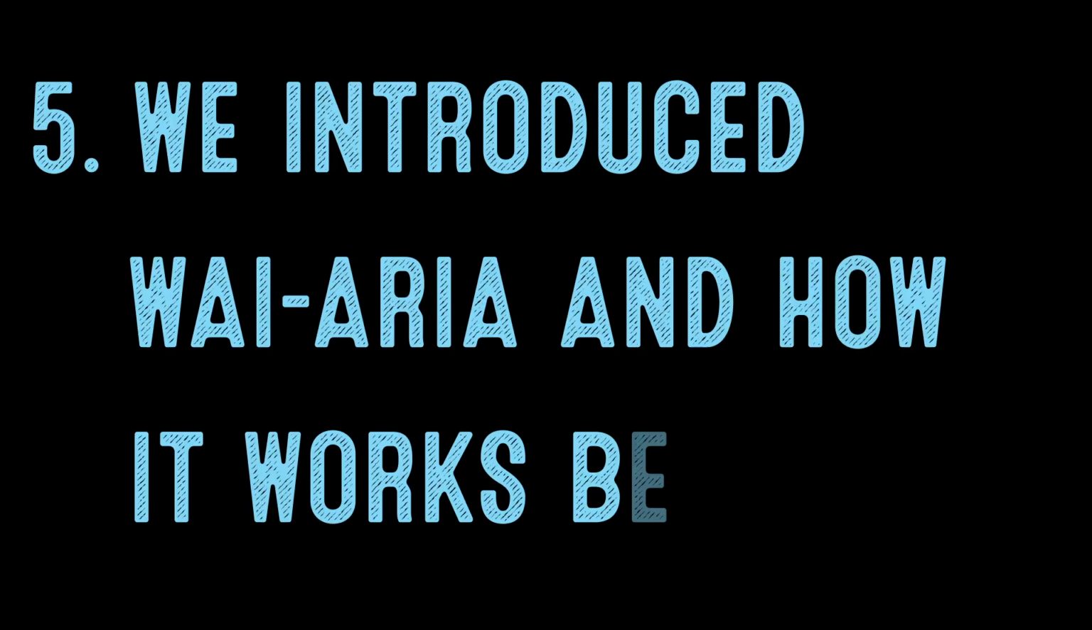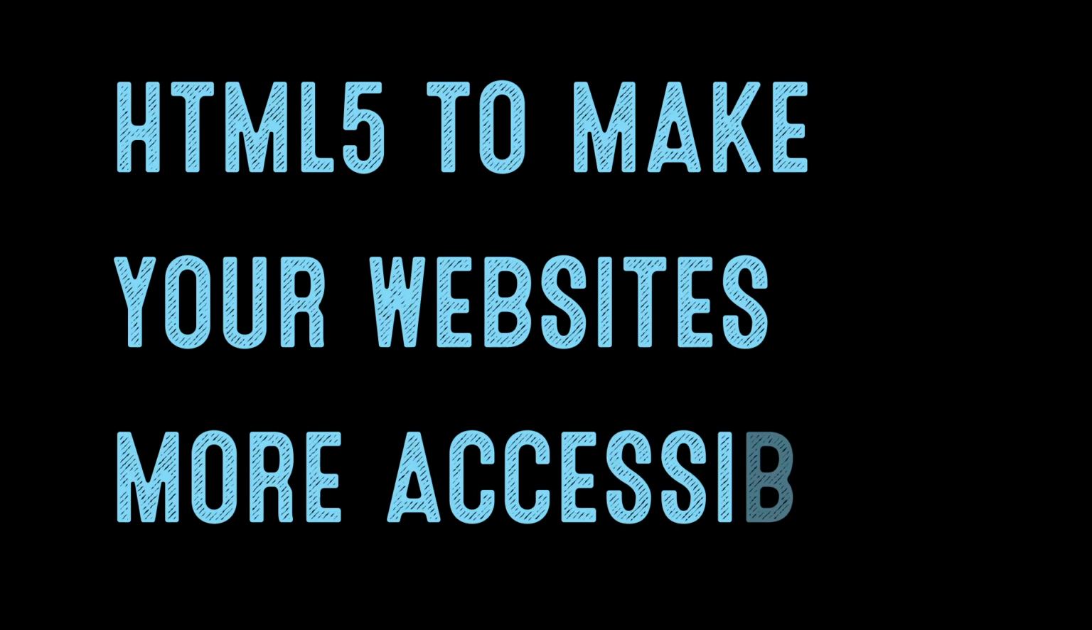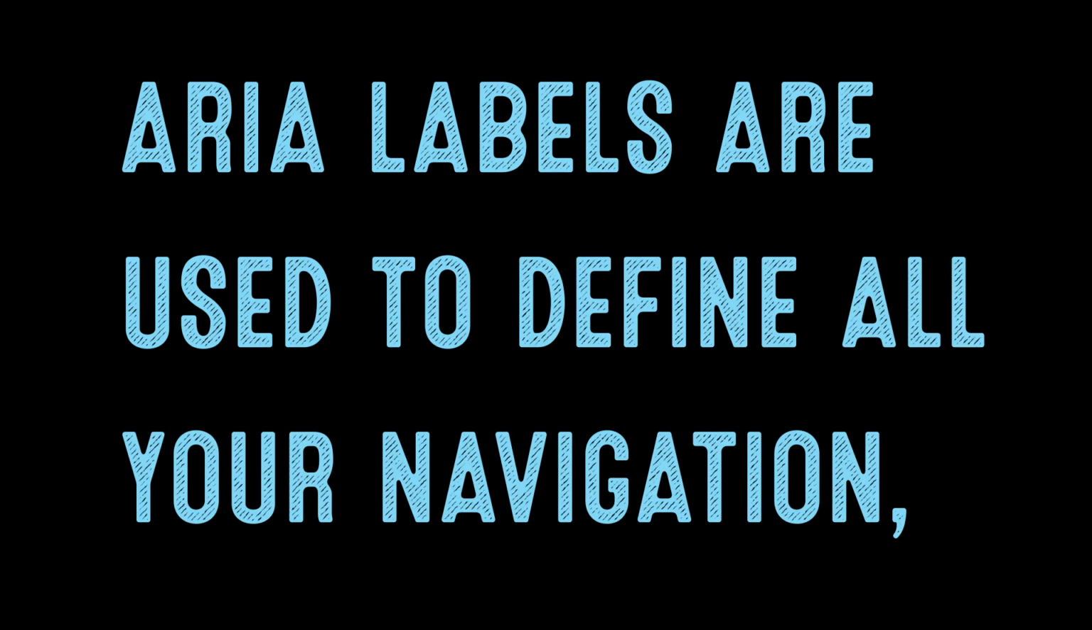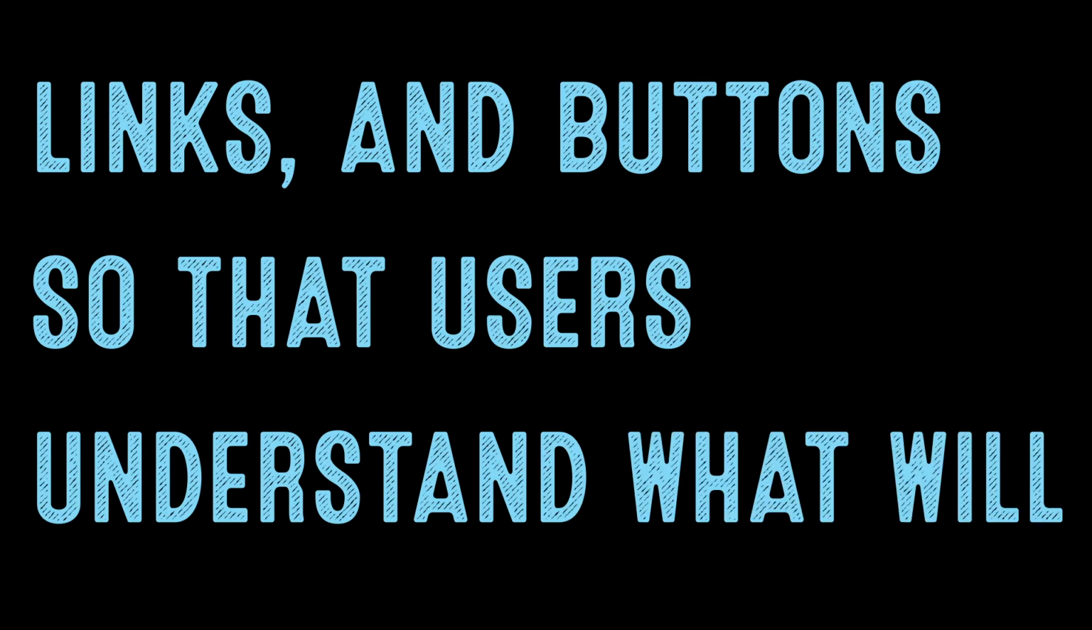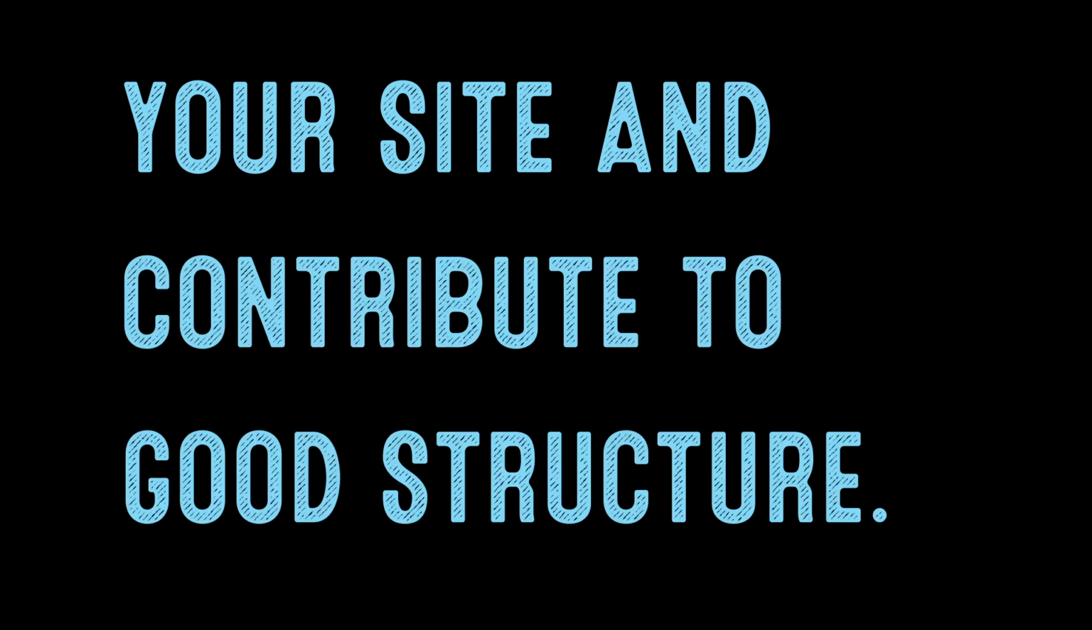5. We introduced WAI ARIA and how it works beyond HTML5 to make your websites more accessible. ARIA labels are used to define all your navigation, links, and buttons so that the users understand what will happen if a link or button is clicked. ARIA landmarks help with the organization of your site and contribute to creating good structure.